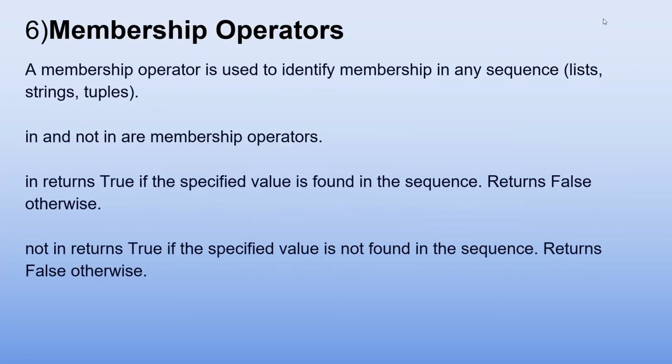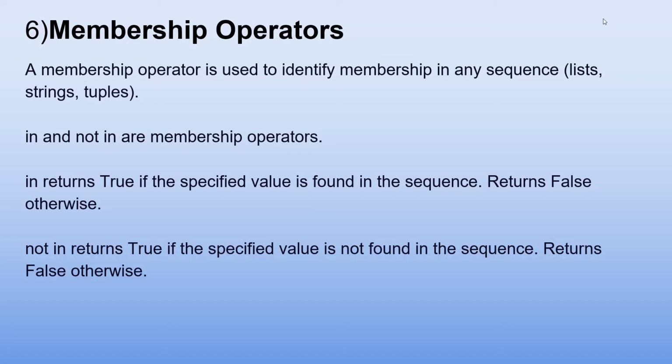Next, we have the membership operators. A membership operator is used to identify the membership in any sequences: list, string, tuples. As I've already told before, a list is just like a group of numbers, etc. A string is a group of characters, and a tuple is a group of numbers which is present in some specified brackets.